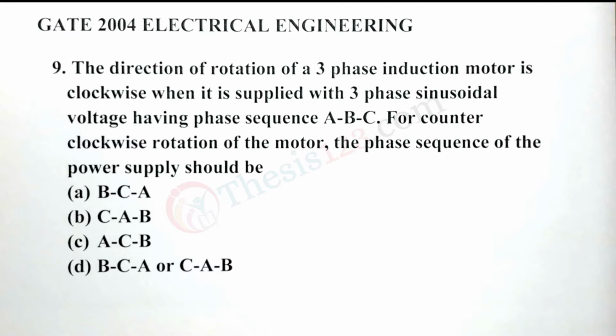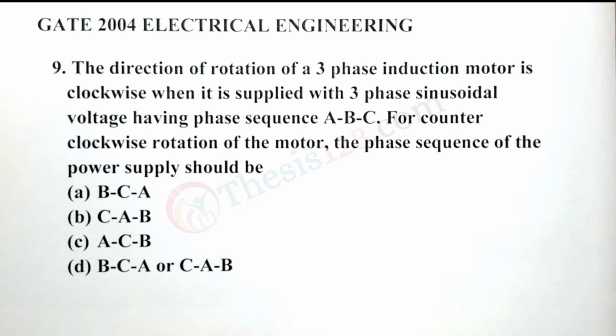Okay, here's the next question, number 9. The question says that the direction of rotation of a 3-phase induction motor is clockwise when it is supplied with 3-phase sinusoidal voltage having a phase sequence of A, B, C. For counterclockwise rotation of the motor, the phase sequence of the power supply should be what? Our options are BCA, CAB, ACB, BCA or CAB.